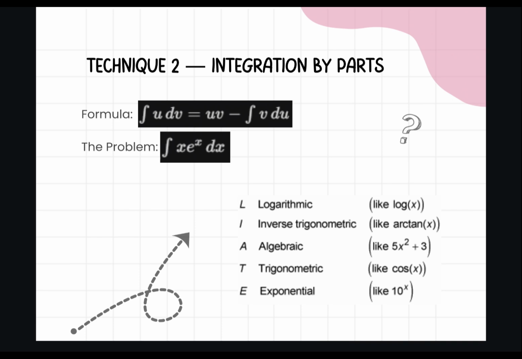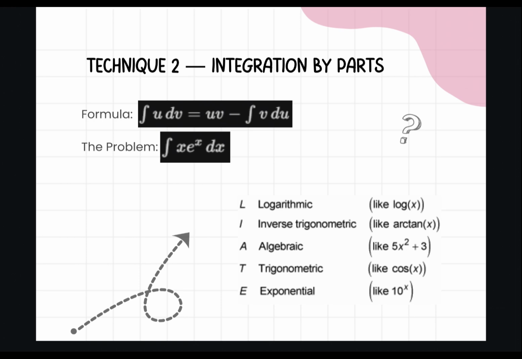Okay, moving on, we are going to the second technique, which is integration by parts. So this is the formula that we will be using and the problem that we will be solving. And we need to follow the LIAT acronym here, which is logarithm, inverse trigonometry, algebra, trigonometry, and exponential. And we go from top to bottom, whichever fits the category for the problem.